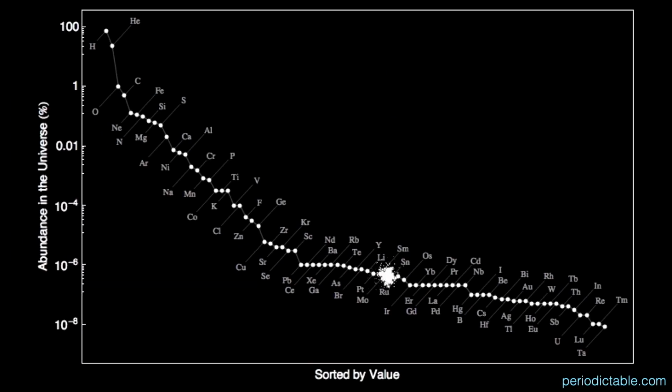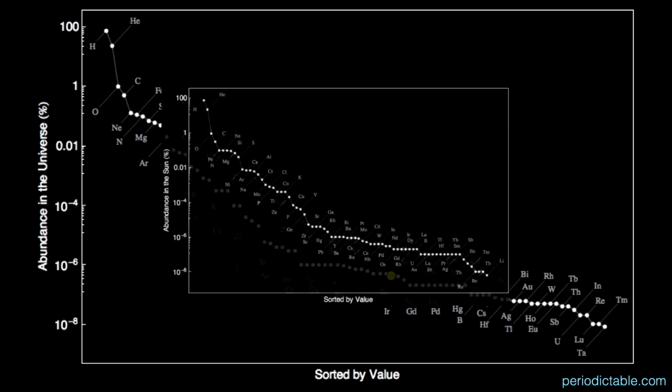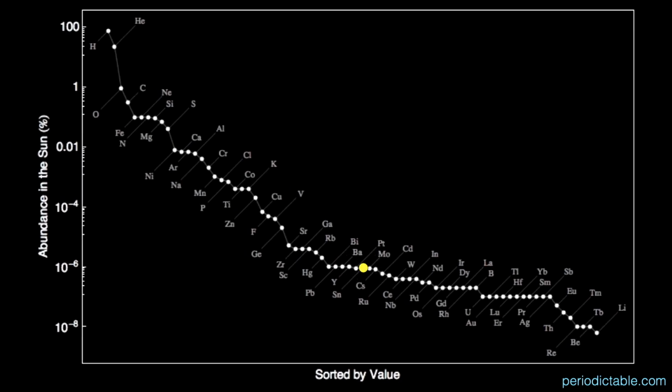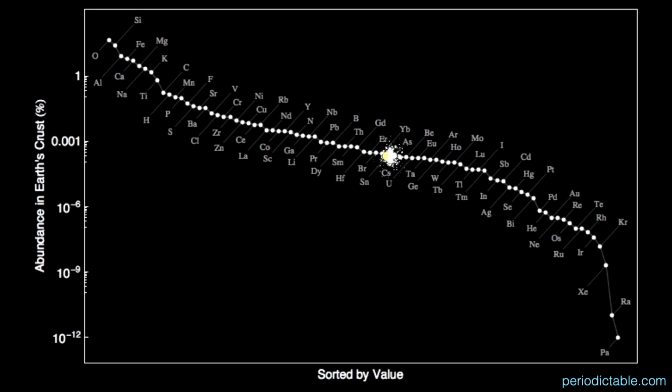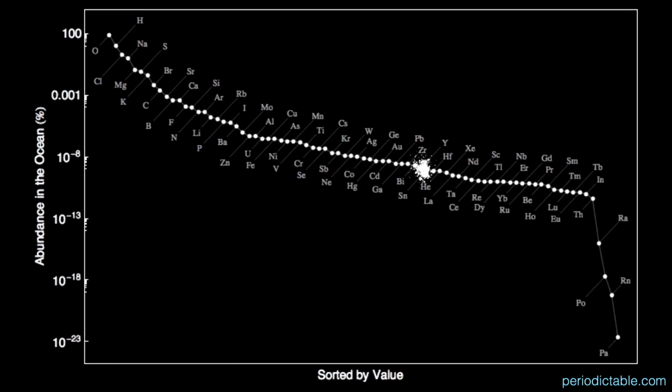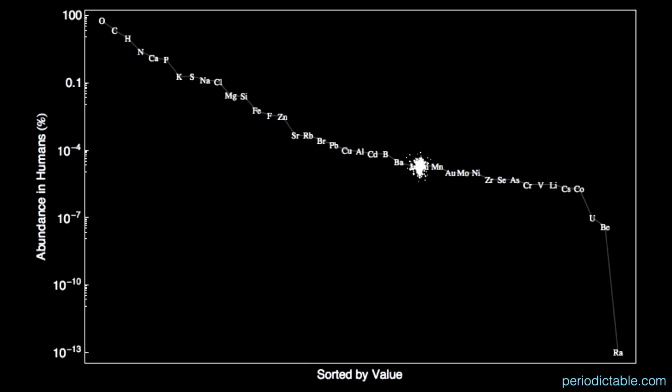How common is tin? Not super common, but not super rare either. It's the 48th most common element in the universe, the 39th most common element in the sun, the 38th most common element in meteorites. In the Earth's crust, it holds 47th place, about 2 parts per million, compared with 75 parts per million for zinc and 50 parts per million for copper. In the oceans, it's the 51st most common element. And in humans, surprisingly, it's the 26th most common element.